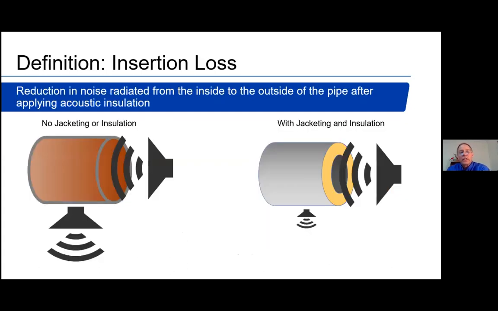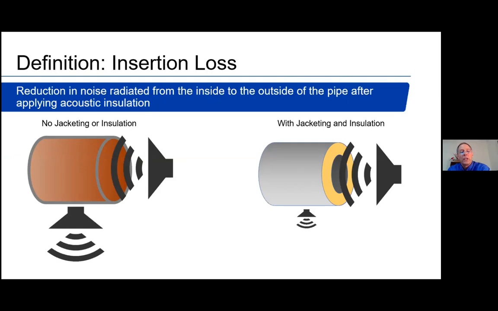So when you start looking at trying to address industrial noise-related issues, and very commonly it is related to piping within a facility, you have to take a look at some different characteristics of how you look at the performance of the material that you're using to try and mitigate the noise problem.